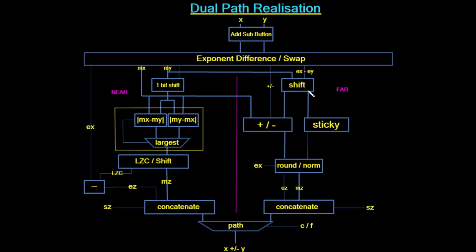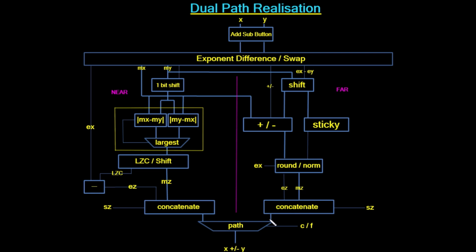We then pass the output here through the sticky bit. Now we've not talked about this before, so this is part of the rounding, but we'll get to this in a different video. And once we've done the adding or subtracting, we then get through the rounding and the normalization. We then output the value for our exponent, Ez, mantissa, Mz, and then we join on to the sign bit, which is given by Sz, so we concatenate these three together.